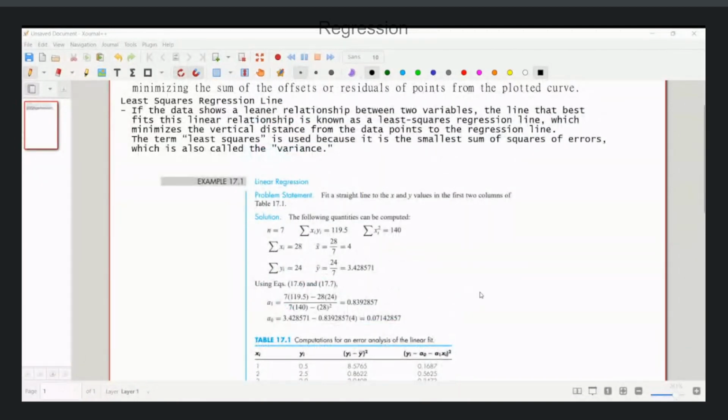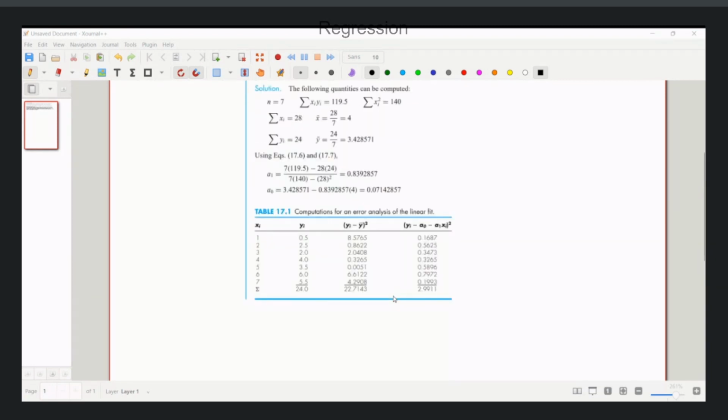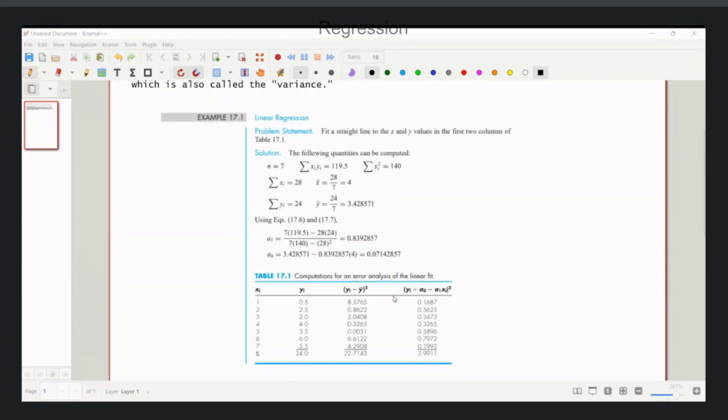Now we have here: fit a straight line to the x and y values in the first two columns of our table 17.1. We have our x: 1, 2, 3, 4, 5, 6, and 7. And we have our given y sub I: 0.5, 2.5, 2, 4, 3.5, 6, and 5.5. The summation is 24. Now, for the computation of our error analysis of our linear fit, we will need this.